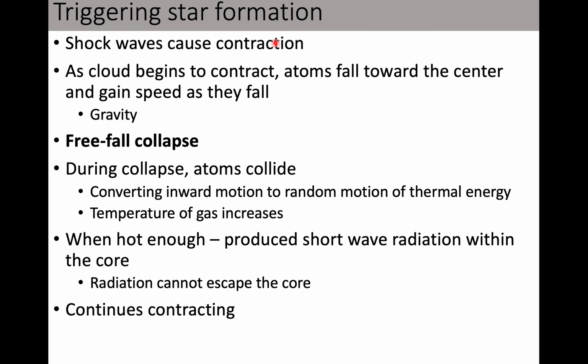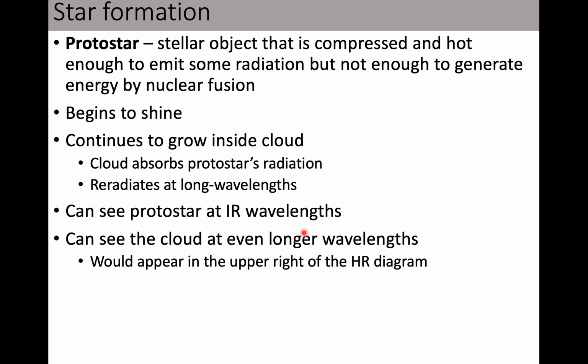And then when it's hot enough, it's actually able to produce its own radiation, so short wave radiation. But the radiation can't actually escape the core. The object, which is not a star yet, is going to continue contracting. So when we get to the point where this object has been compressed enough and it's hot enough that it is emitting its own radiation, but it's not hot enough to generate its own energy by nuclear fusion yet, it begins to shine. And this is what we call a protostar.